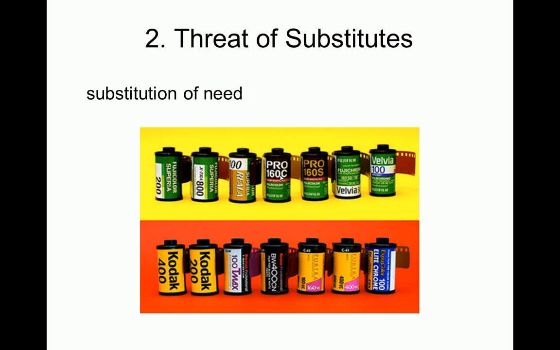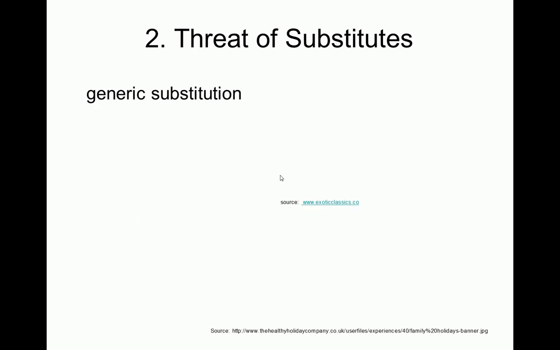Another form of substitution can be seen where a product is completely replaced, or rather a function is replaced. So how many people now buy 35mm film before they go on their holidays? Very, very few, because we now no longer need the film and film processing industry because everything is done digitally. Again, also, perhaps thanks very much to people like Apple and others.